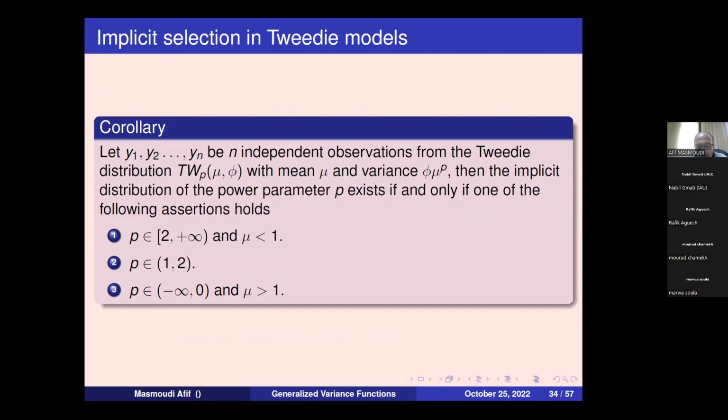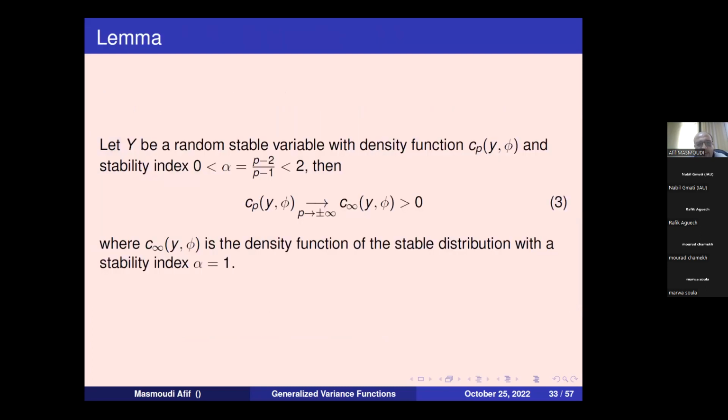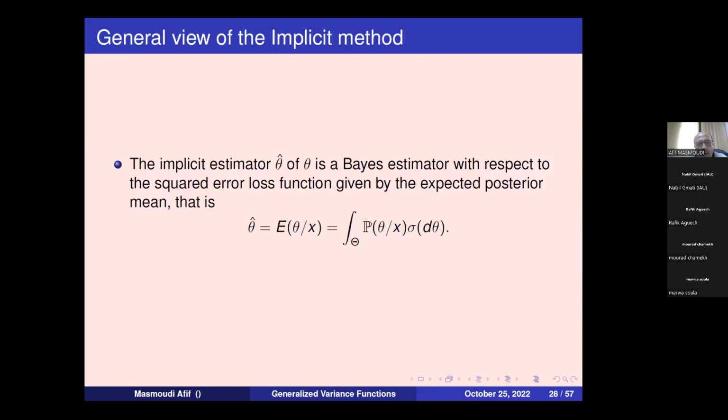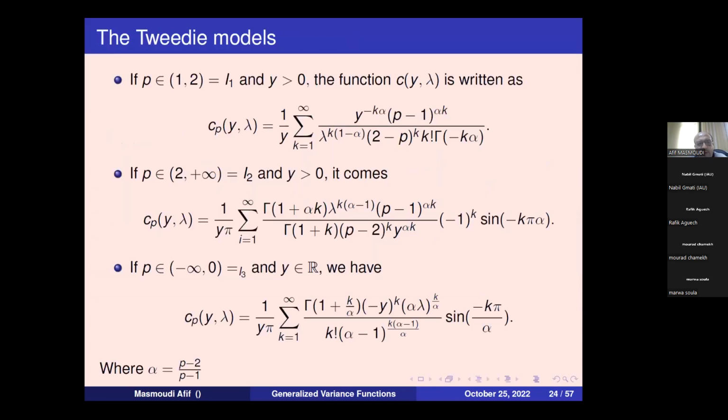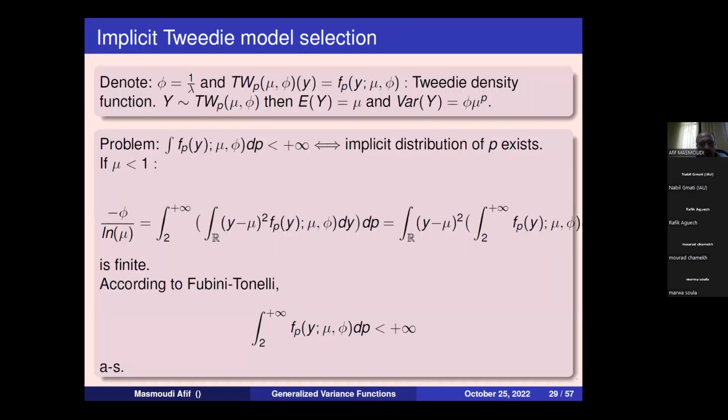If P does not belong to 0, 1, there exists a natural exponential family. So there are only three cases here. The first is the compound Poisson distributions. The second is generated by stable distributions. The third is also stable, but stable on R.